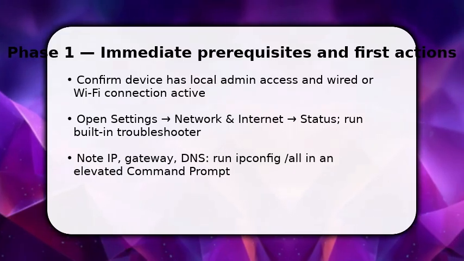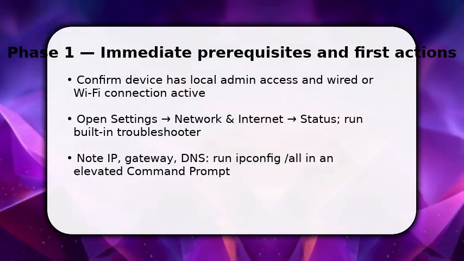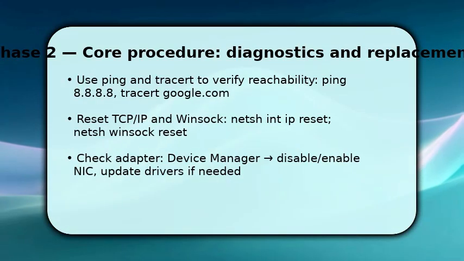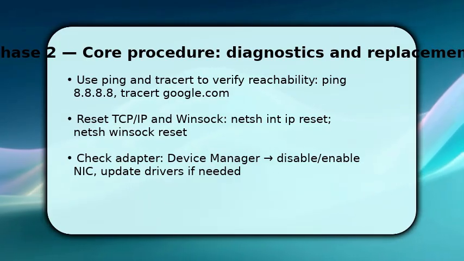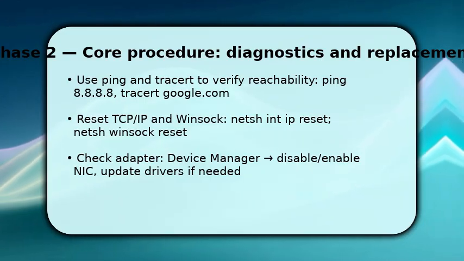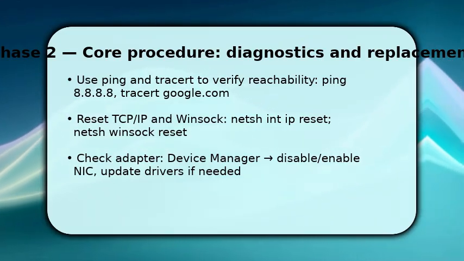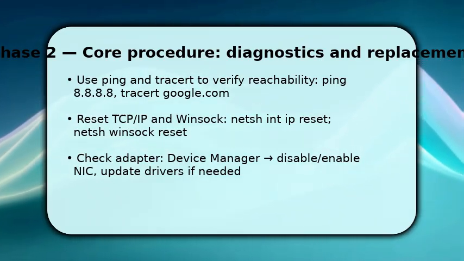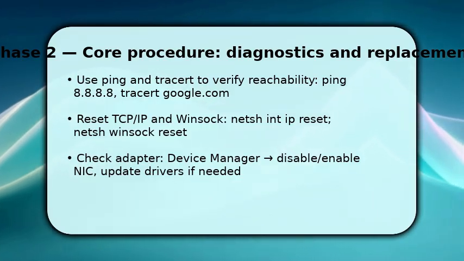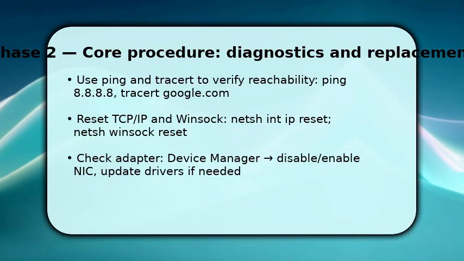Once done, disable third-party VPNs or firewalls temporarily because they often mask the real issue. Next, run ping and tracert tests to separate local versus upstream faults. Ping an IP like 8.8.8.8 to test routing, then tracert to identify hops causing delay. If packets fail, reset the network stack, run netsh int ip reset and netsh winsock reset, then reboot.